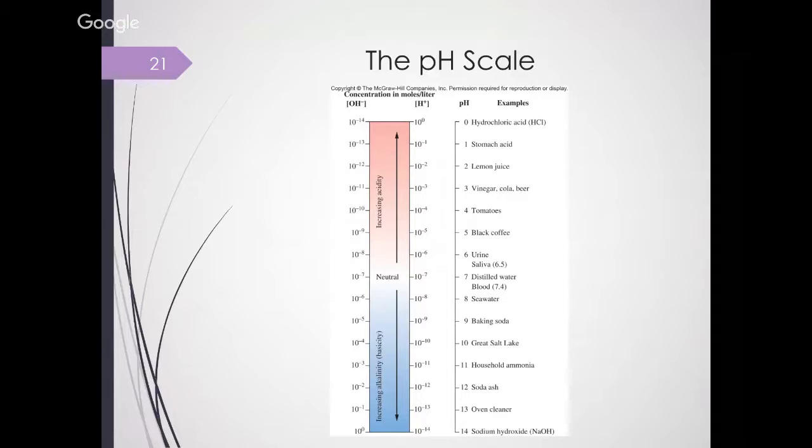And then we can see as we get more basic, seawater is slightly basic. Baking soda, of course, because that's sodium bicarbonate. The Great Salt Lake, which has a lot of salt in it, has a pH of 10. Ammonia has a pH of 11, which is household ammonia, right? Ammonia is found oftentimes in window cleaner. And then your oven cleaner, and I think your plumber stuff that you use to unclog your drains, that's really, really basic too. So you want to be careful with that. And then sodium hydroxide is a strong base with a pH of 14.